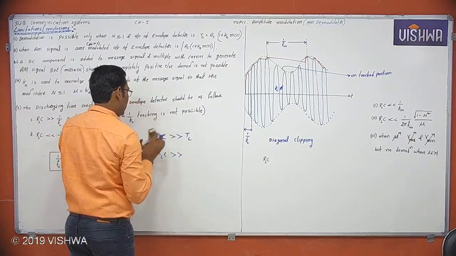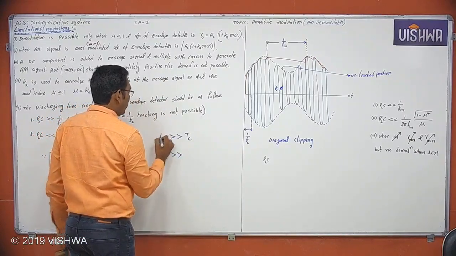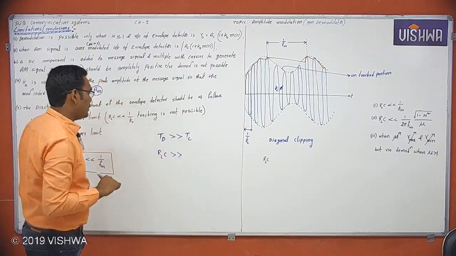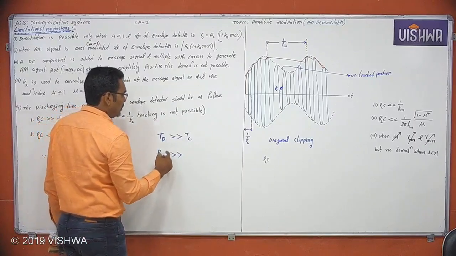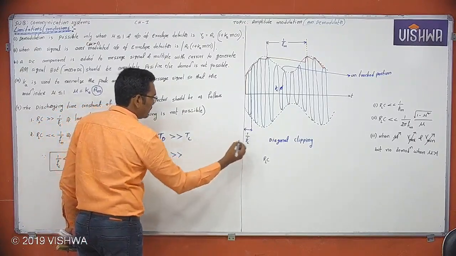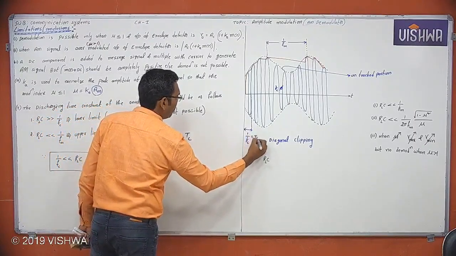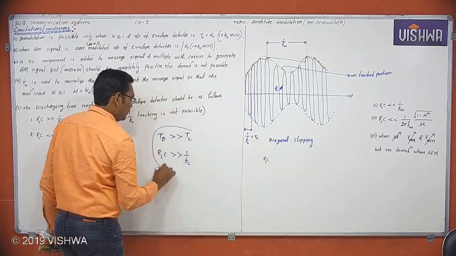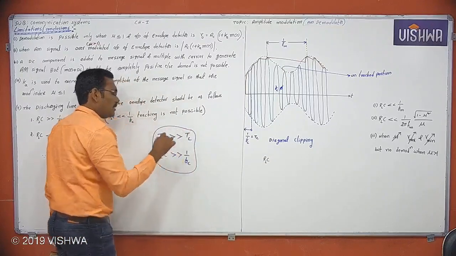So can I write like this? The discharging time constant should be very high compared with the charging time constant. So RL into C is far greater than TC, which is nothing but 1 by FC here. TC is a small value. This is one condition, and this is the maximum.